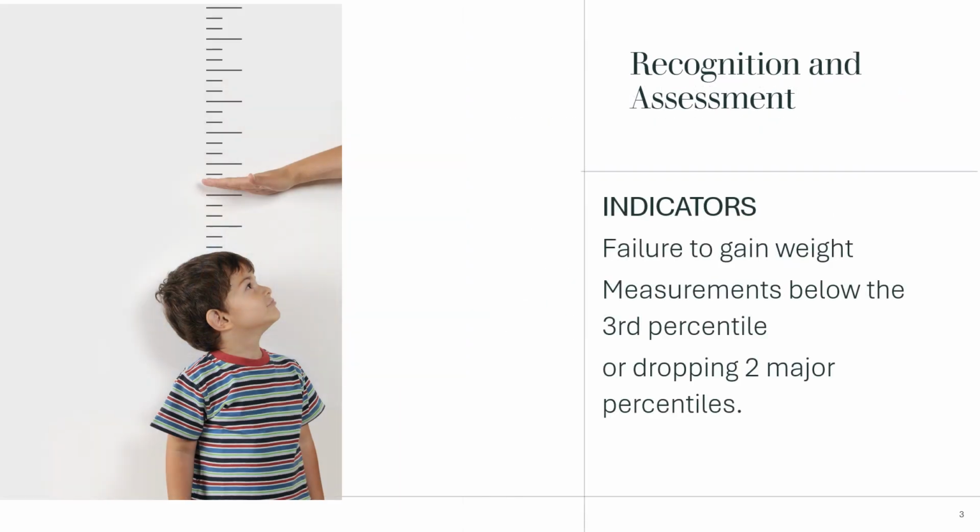So, how will you assess a child with faltering growth? What are the indicators? Failure to gain weight, measurements below the third percentile, or dropping 2 major percentiles.